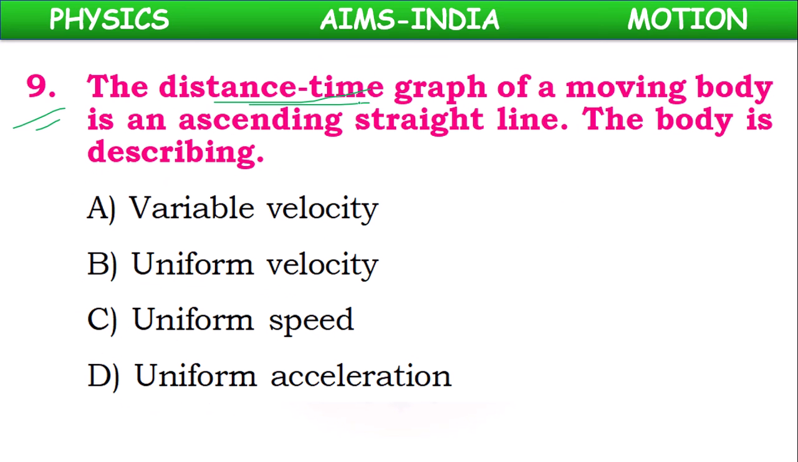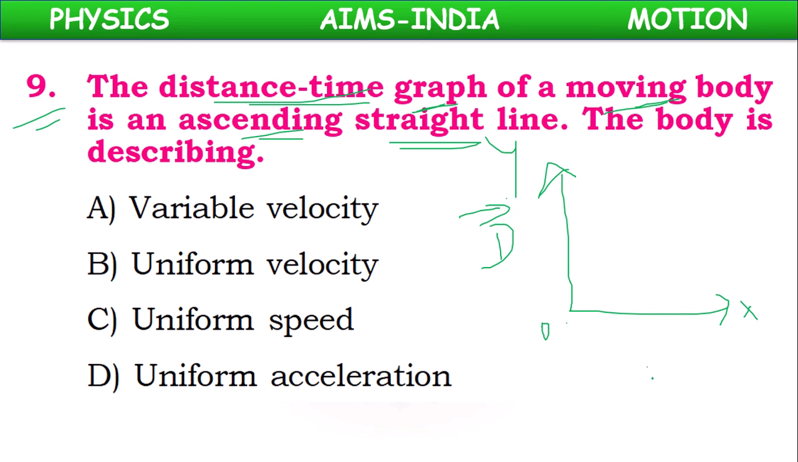Next, the distance-time graph of a moving body is an ascending straight line. In the distance-time graph, we have the x-axis, y-axis, and origin. On the y-axis is distance, and on the x-axis is time, which is a scalar. Distance is not a vector. Sometimes, if it is in a definite direction, it will be displacement, which is a vector. So here, the distance-time graph of a moving body is an ascending straight line, meaning it is not parallel.